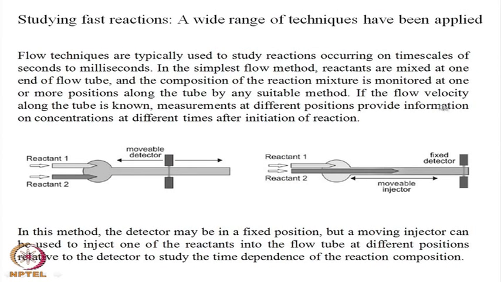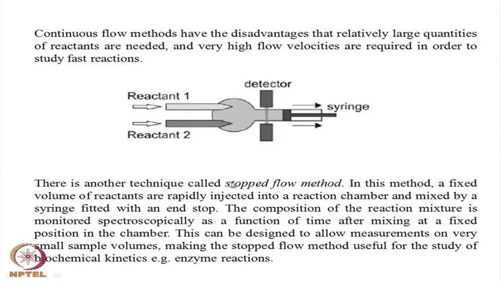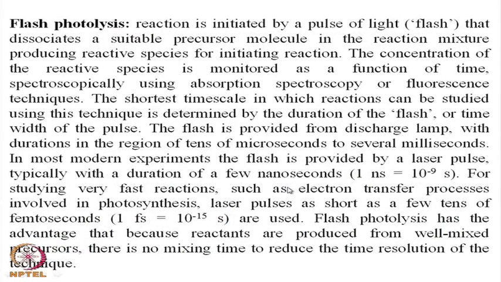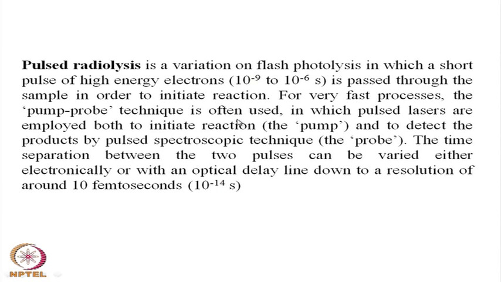If your method is very slow, then during your measurement you may miss many things, the details of the process may be missed. But if you can detect very fast, then the details of the processes can be achieved. One method I talked about is the flow technique, then its modified version, the stopped flow technique. Then I gave you just an idea about flash photolysis. Another version was pulsed radiolysis.